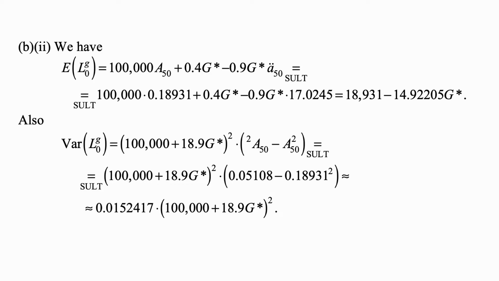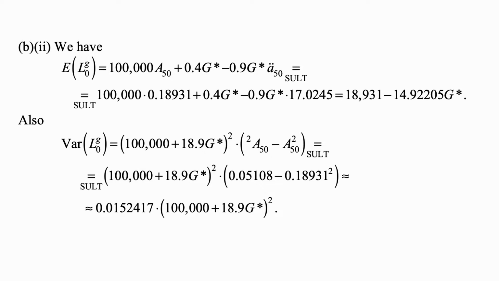For part B2, we have the expected value of L0G equal to 100,000 A50 plus 0.4 G star minus 0.9 G star times A double dot 50, and from SULT we find that to be 100,000 times 0.18931 plus 0.4 G star minus 0.9 G star times 17.0245, and that ends up being 18.931 minus 14.92205 G star.